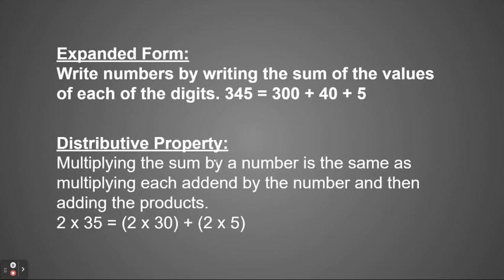We're going to also be using the distributive property. The definition of the distributive property is multiplying the sum by a number is the same as multiplying each addend by the number and then adding the products. So for example, if I had 2 times 35, that is also the same as 2 times 30 plus 2 times 5. So taking my expanded form and distributing my other factor through. We're going to be doing that again with partial products.